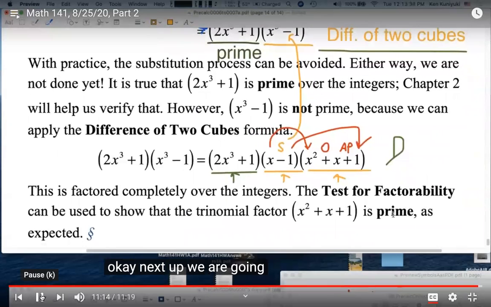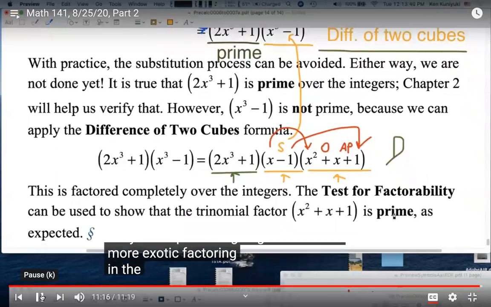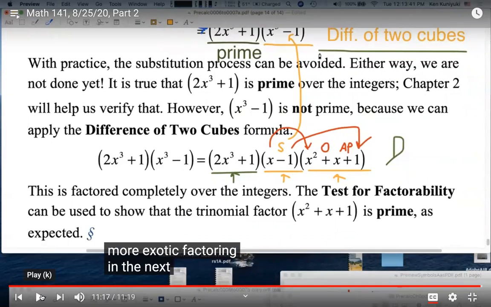Okay, next up, we are going to see some more exotic factoring in the next lesson. Any questions thus far? Okay, we'll continue to do examples in these videos. I will do more examples after class if necessary. But we are timing ourselves. So yes, after class, we can do other examples. Anything right now? And again, as we do more videos, we'll see more.